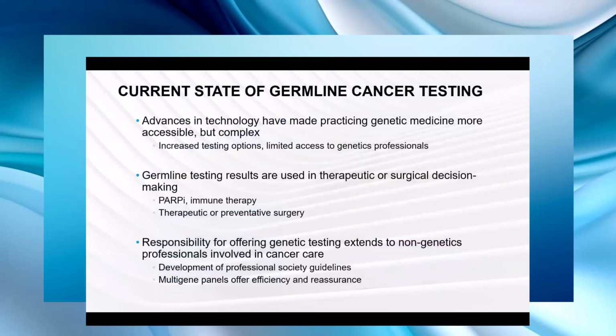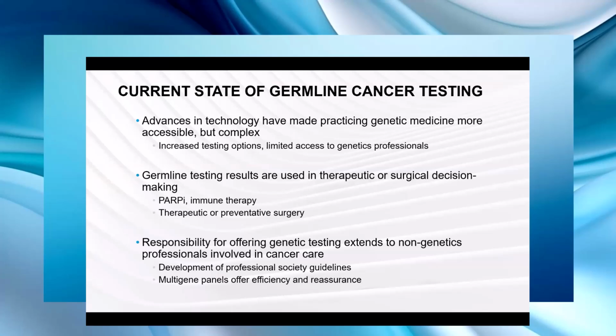So germline genetic testing, once limited to specialized settings, is now widely accessible. Options range from single genes to multi-gene panels, from cancer-specific gene panels to broader pan-cancer panels. However, despite the availability of testing, access to genetic professionals such as genetic counselors and medical geneticists still remains limited.